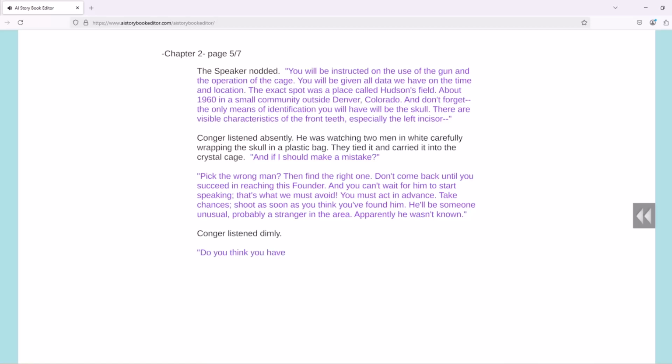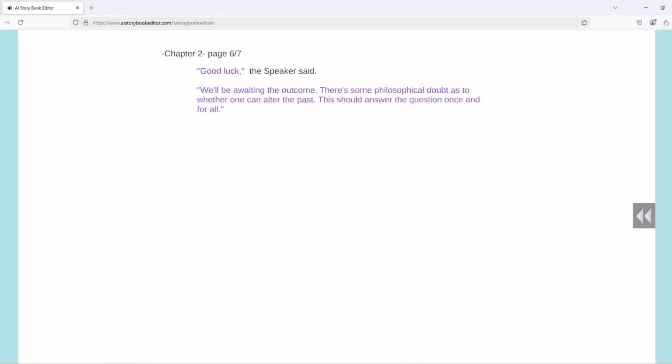"Do you think you have it all now?" the speaker asked. "Yes, I think so." Conger entered the crystal cage and sat down, placing his hands on the wheel. "Good luck," the speaker said. "We'll be awaiting the outcome. There's some philosophical doubt as to whether one can alter the past. This should answer the question once and for all."